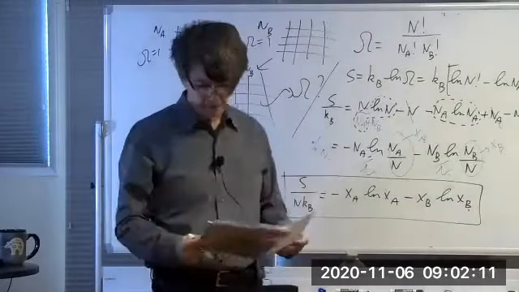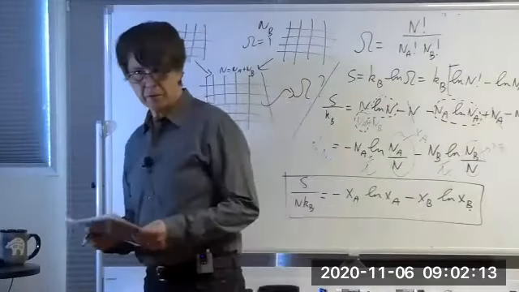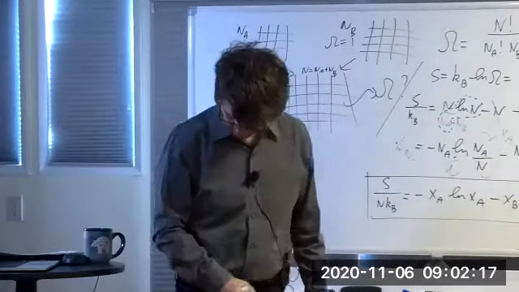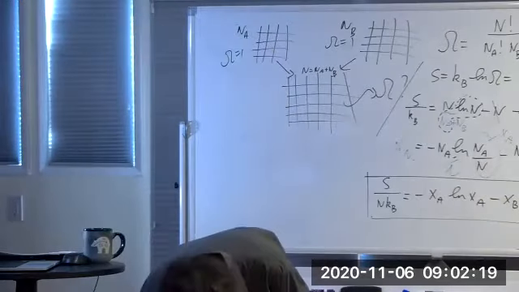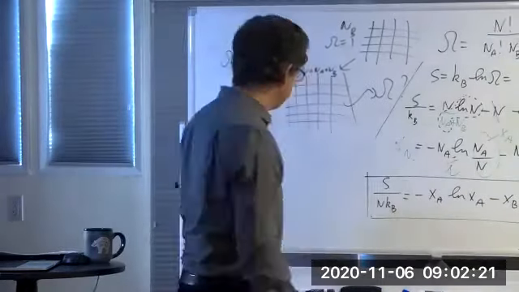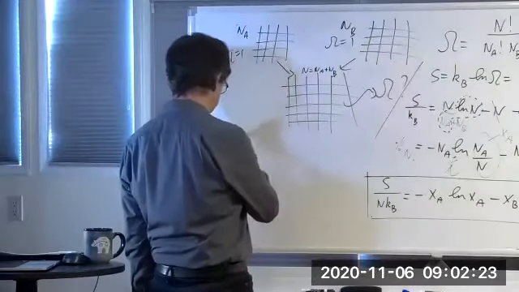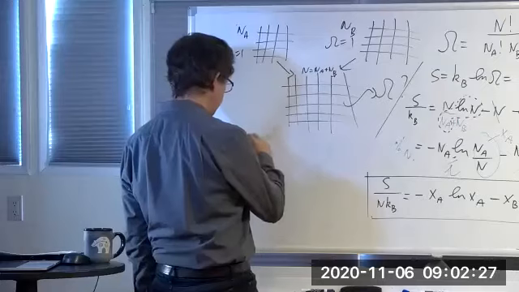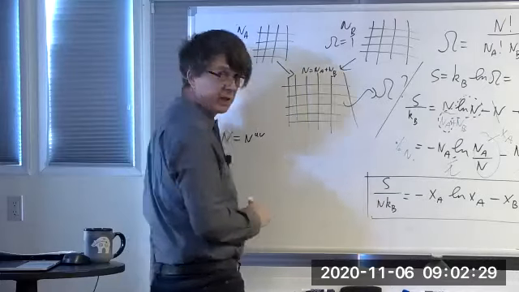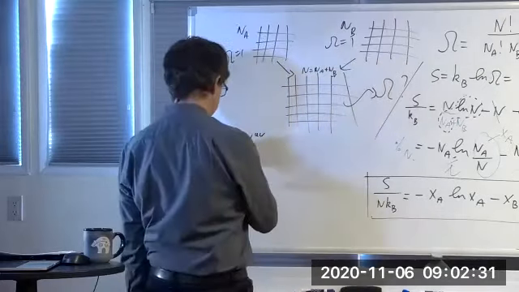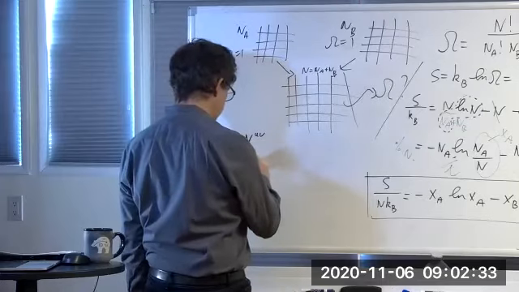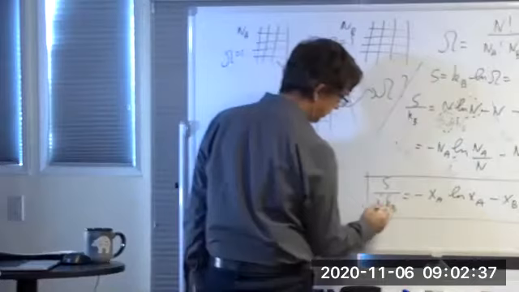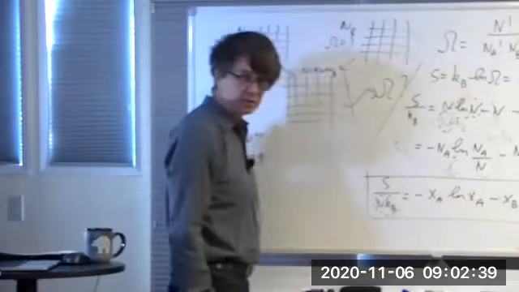And so what have I recovered? I have recovered the ideal solution entropy. For example, if N is Avogadro's number, then N times Kb is R. So then you can replace this by R, and so then you have the entropy per mole.